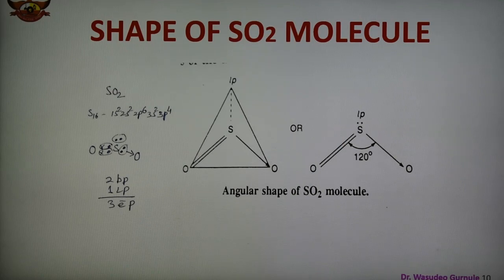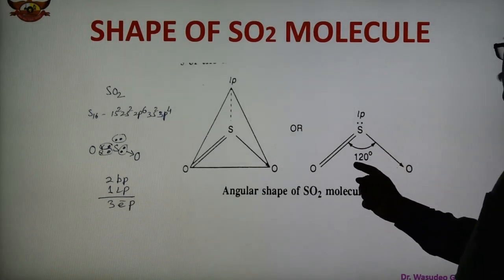So in case of this, there is one dative bond and one double bond. Due to the 3 pairs of electrons in SO2, the geometry should be trigonal planar according to the VSEPR theory. But one of the 3 vertices of the triangle is occupied by a lone pair. Therefore, the shape of the SO2 molecule is angular, or bent, or V-shaped structure. And the bond angle in this case is 120 degrees. And so here the structure is shown, in which the bond angle is 120 degrees.